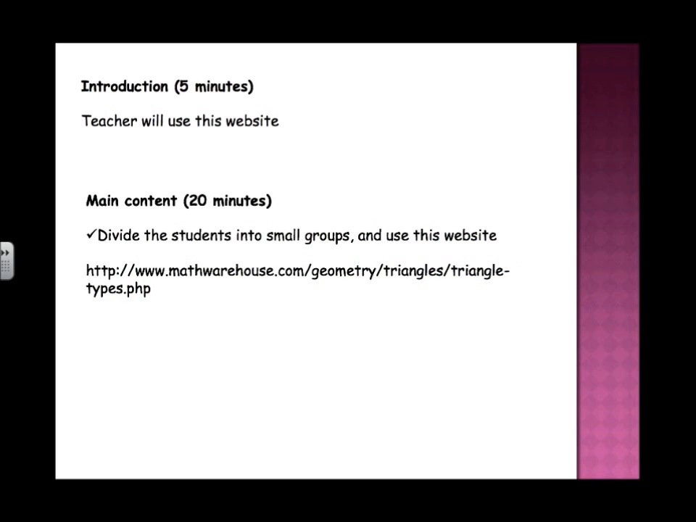For the introduction, the teacher will be using the following websites in order to review what the students have learned from the previous lessons on the triangles. For the main content, it will take about 20 minutes of the lesson. The teacher will relate the types of triangles according to the basic features of each triangle by referring to the following website.